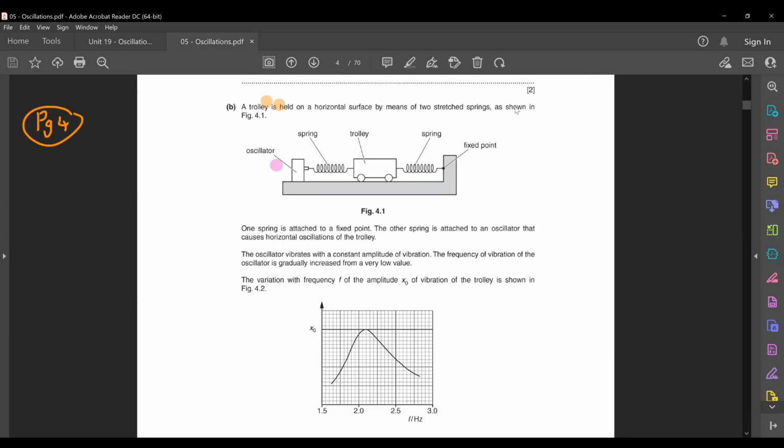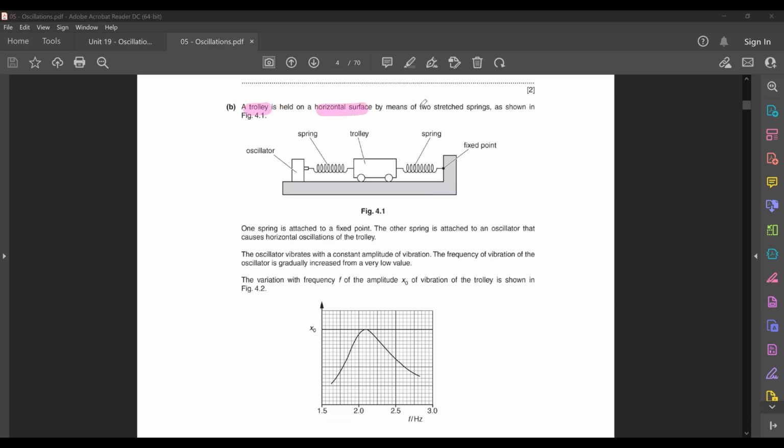Now for part B, they mentioned to you that a trolley is held on a horizontal surface by means of two stretch springs as shown in the figure. One spring is attached to a fixed point, the other spring is attached to an oscillator which causes horizontal oscillations of the trolley. So the oscillator vibrates with a constant amplitude of vibration. The frequency of vibration of the oscillator is gradually increased from a very low value. And subsequently, the variation with frequency f of the amplitude x0 of vibration of the trolley is as shown below.